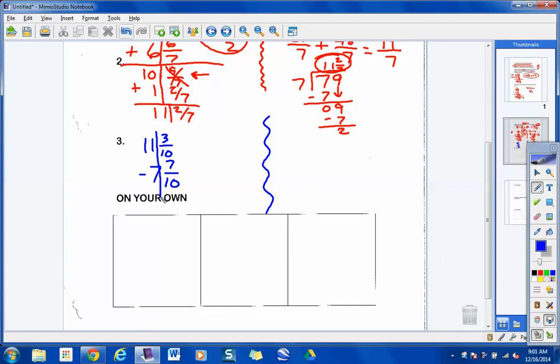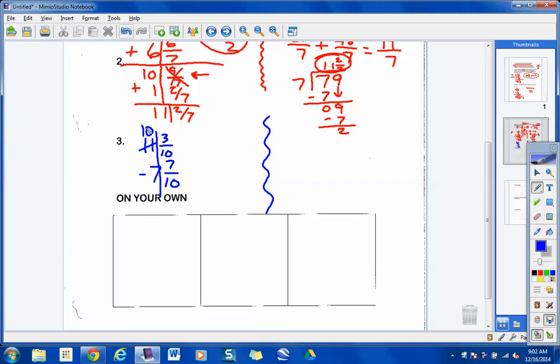Okay, and if I'm going to borrow right here, I've got to borrow from which value? The whole. 11. Okay, so this one right here, I've got to borrow from the 11. I'm going to borrow a whole 1. Now, what I'm going to tell you is this. Listen carefully. If you start borrowing under subtraction, the 11 is going to drop down to what value? 10.